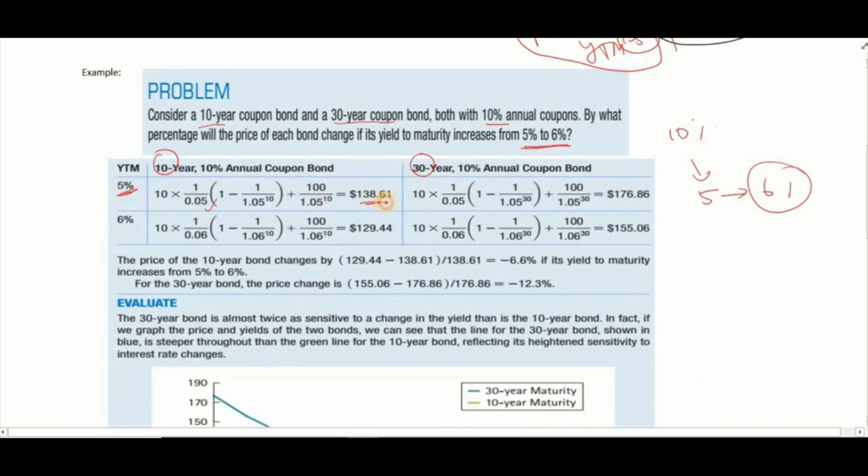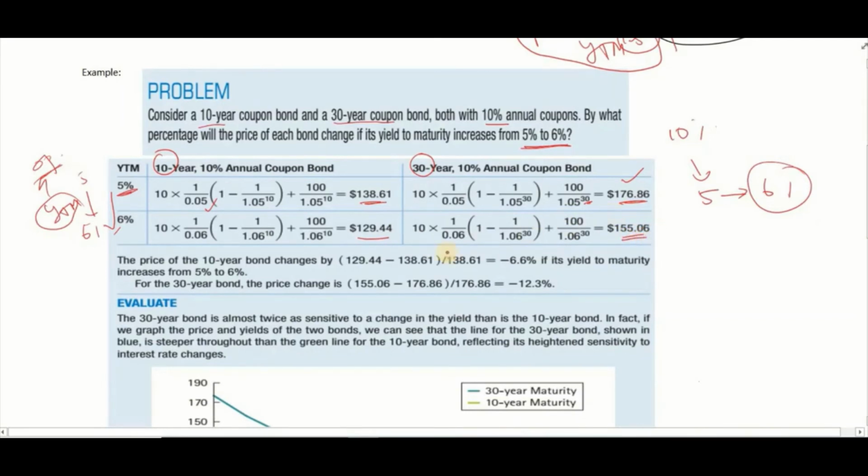The answer is 138.61, and for this one the answer is 176. This bond of course will have the higher price because its maturity is higher. And if the interest rate increases from 5% to 6%, meaning YTM increases from 5% to 6%, or opportunity cost increases, right? Remember this YTM, don't get confused with YTM. So what is the price? The price would be 129, and the price of this one will be 155.